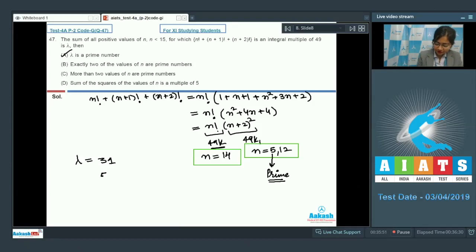Let's find out. 5 square plus 12 square plus 14 square is equal to 25 plus 144, that is 169, plus 14 square, that is 196. So this is equal to 365, which is a multiple of 5. So we can say that option number D is also correct.